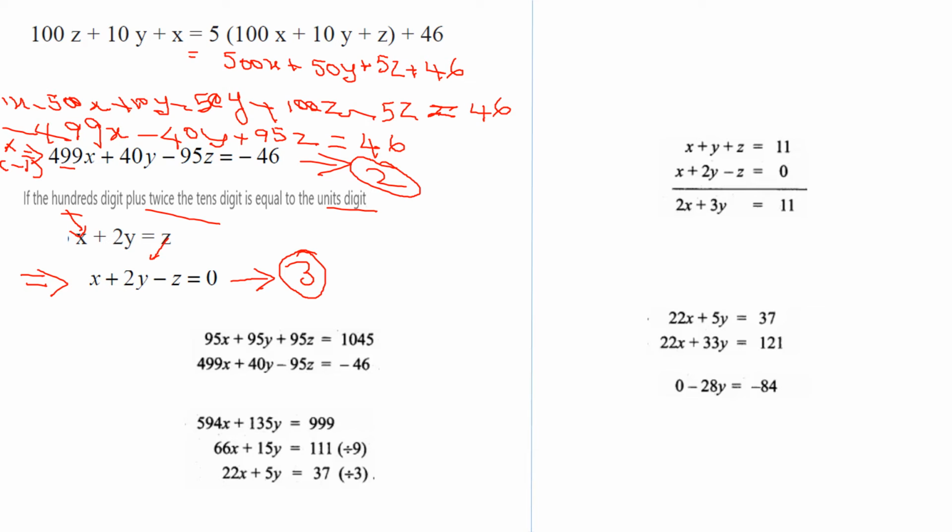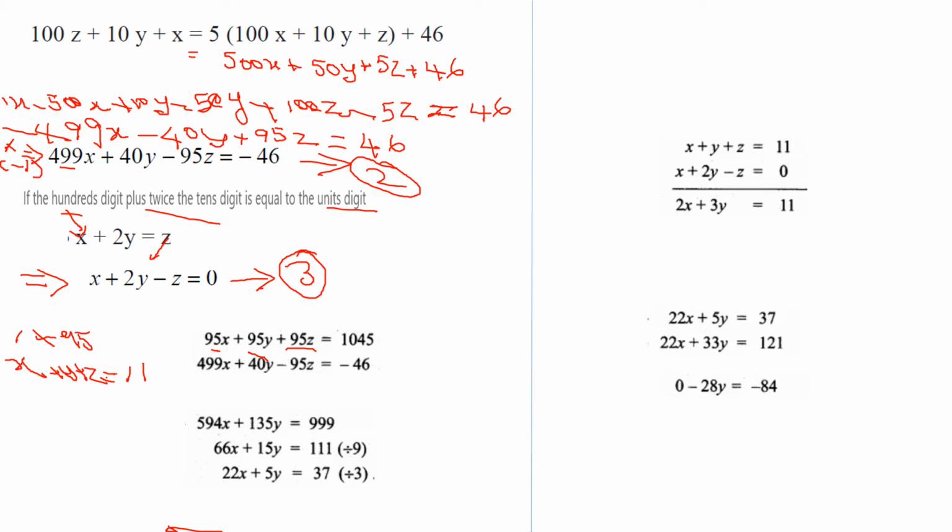Next, we have to compare two equations and eliminate one variable. That's why we multiply the first equation by 95. We multiply by 95 because the second equation has 95z. Our first equation is x plus y plus z equal to 11. Therefore, 95x plus 95y plus 95z equal to 95 into 11, that is 1045.